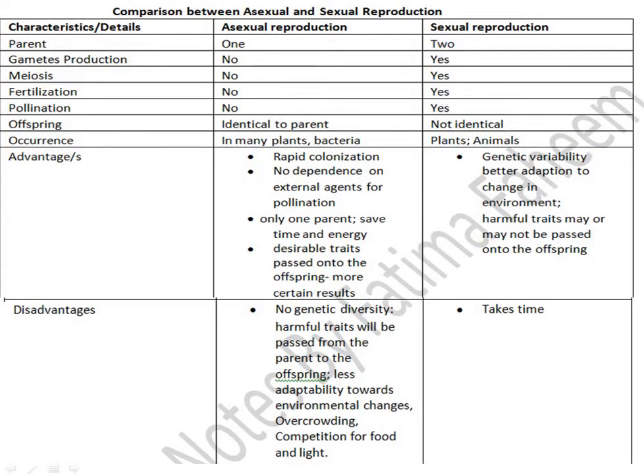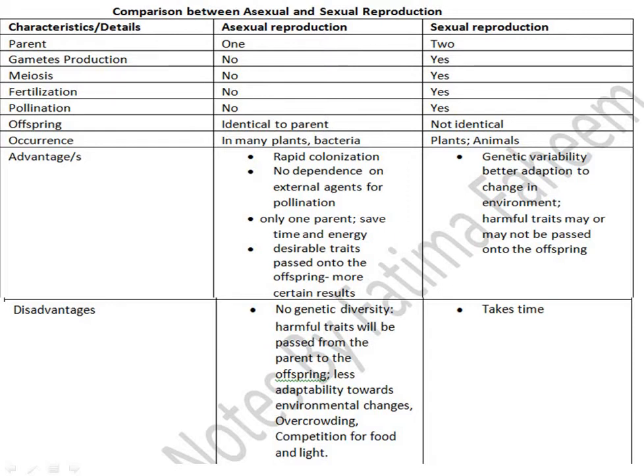Let's see the difference or comparison between asexual reproduction and sexual reproduction in plants. In terms of parents' number in asexual reproduction, as we discussed in our previous lesson, the number of parents in asexual reproduction would be one. One parent would divide to give rise to the daughter cells, while sexual reproduction usually requires two parents.